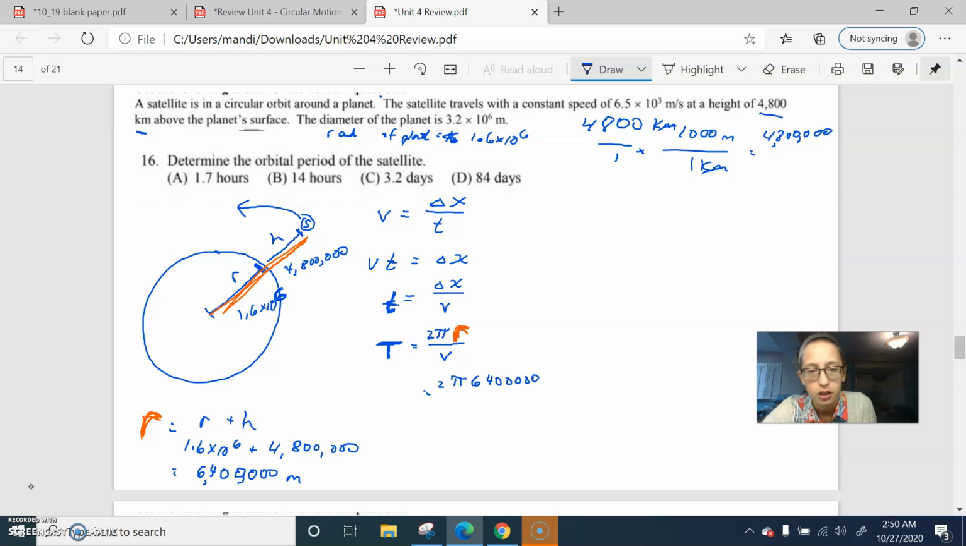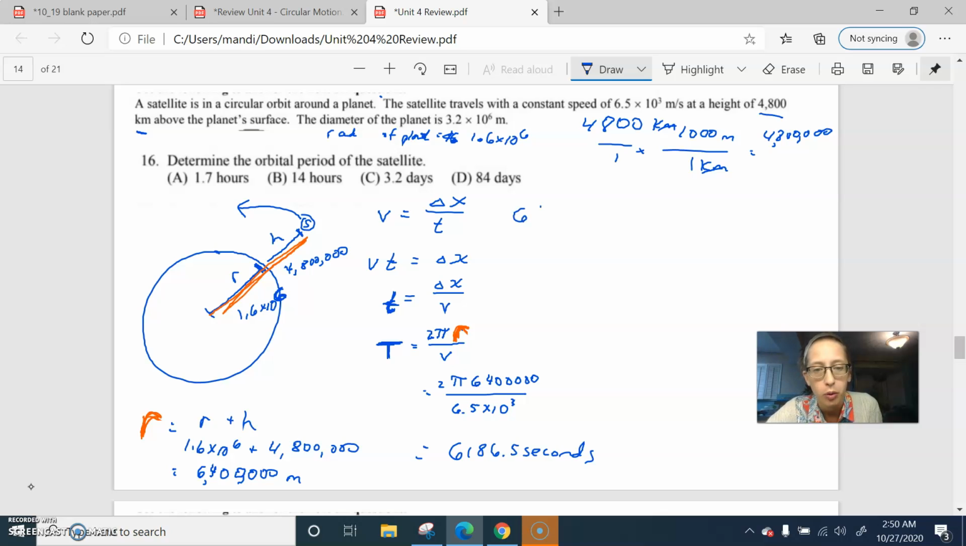Okay, so that's 2 times pi times 6,400,000. And our velocity is 6.5 times 10 to the 3rd. Times 2 times pi divided by 6.5 times 10 to the 3rd. So this is 6186.5 seconds, which is none of our choices.